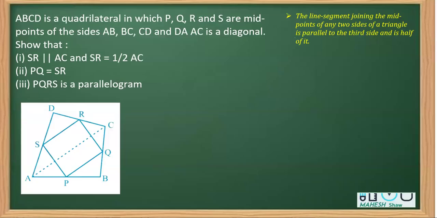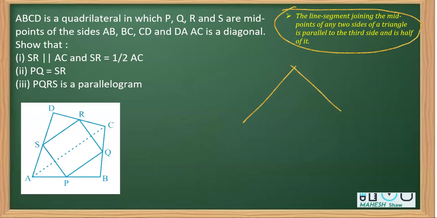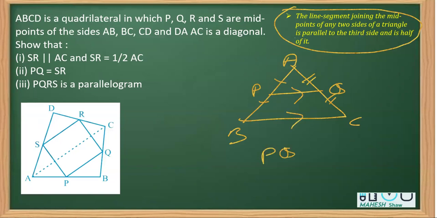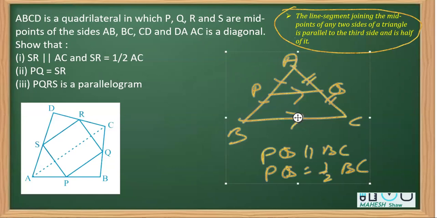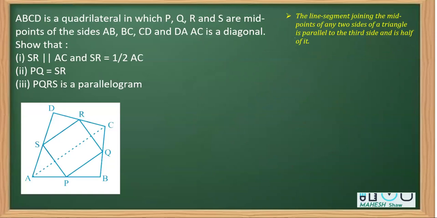In this video, I'm going to solve a question based on quadrilaterals, and the property on which it is based is the midpoint theorem. The theorem says that in a triangle, if you join the midpoints of two sides, let's say P being the midpoint of AB and Q being the midpoint of AC, then PQ will be parallel to BC, that is the third side, and the length of PQ will be half of BC. That is the property called the midpoint theorem, based on which this question is built.